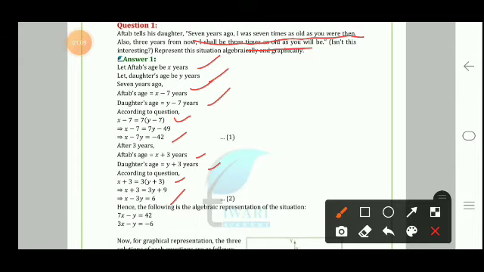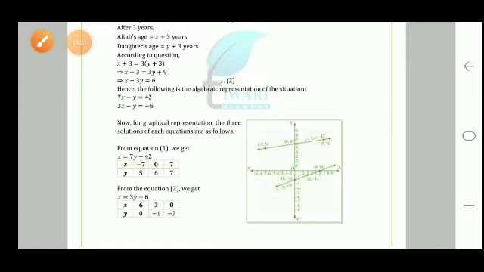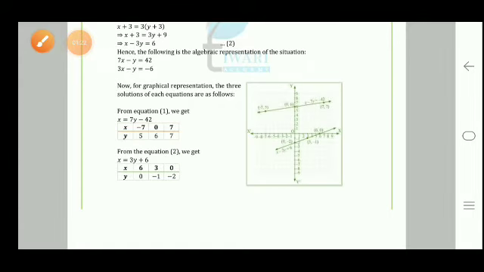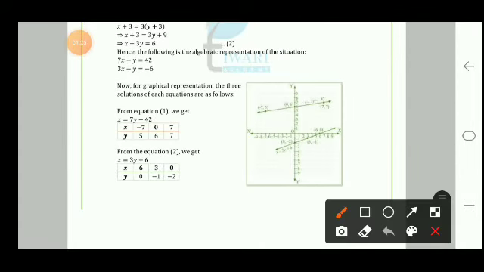Now we have both the equations, and the algebraic representation of the situation is x minus 7y equals minus 42 and x minus 3y equals 6. Now graphically, in order to make the graph, first we need to make the table. So for the first equation, x equals 7y minus 42.